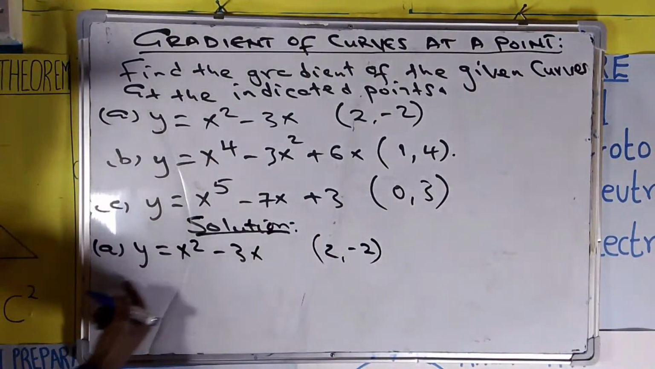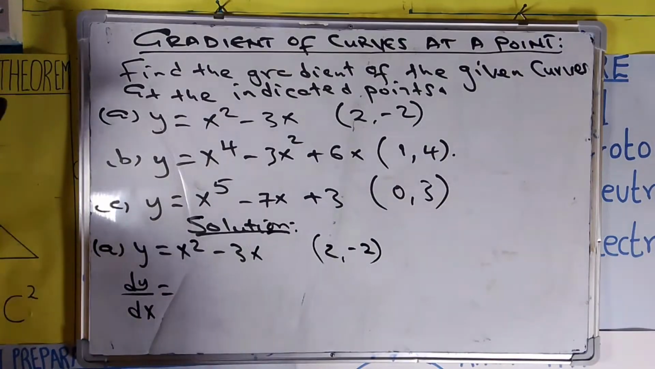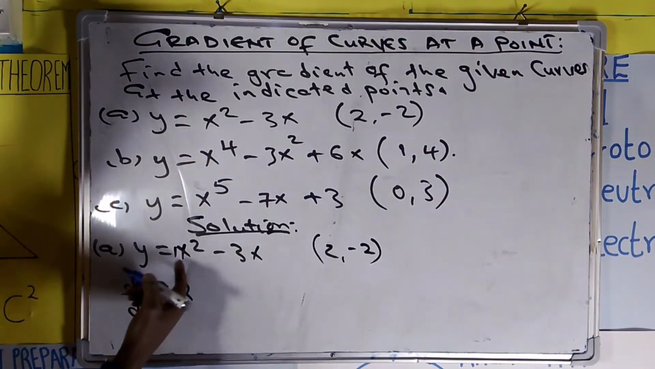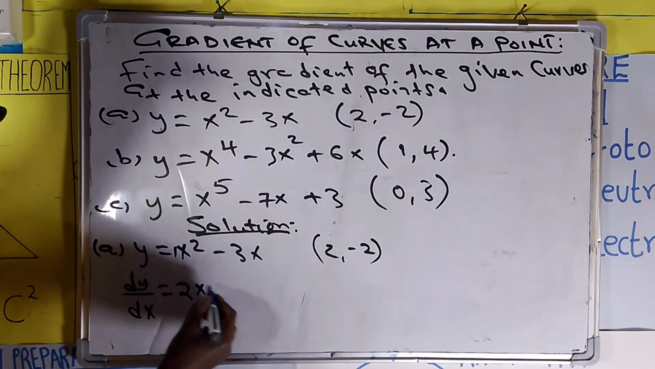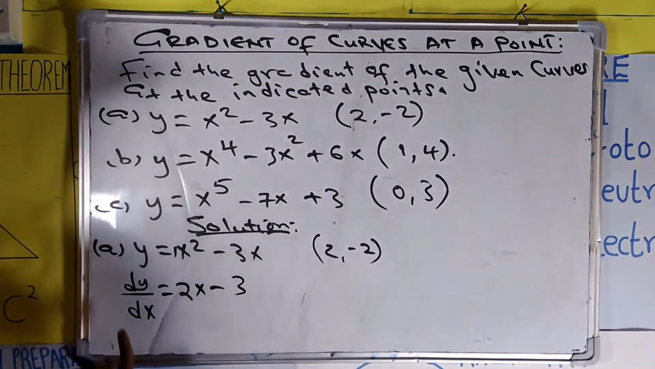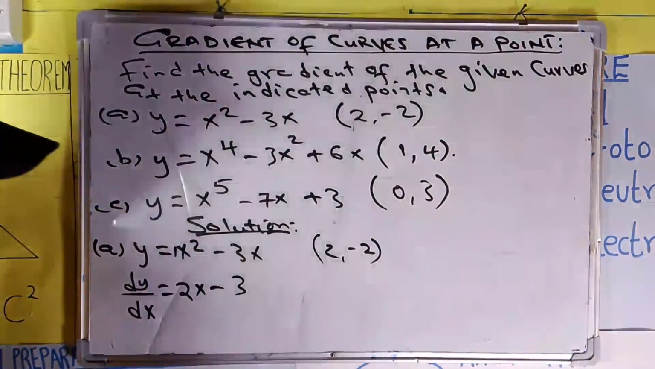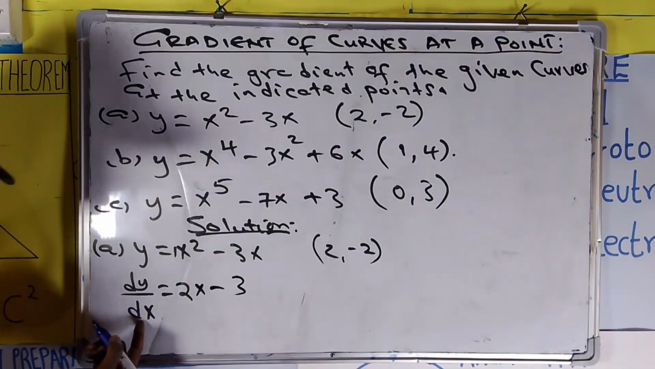So once we differentiate this and get the gradient function, it will be dy over dx is equal to, this one is 1, so 2 times 1 is 2, then it will be x, then 2 minus 1 is 1, then minus, if you differentiate 3x, you get 3. So dy over dx, this is what we call the gradient function. Why do we call it the gradient function? Because it is difference of y over difference in x.